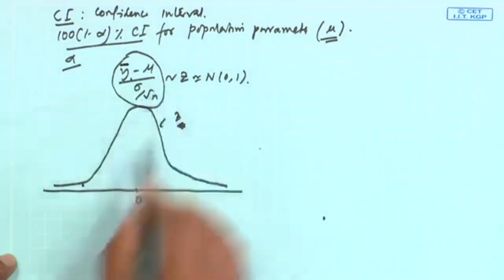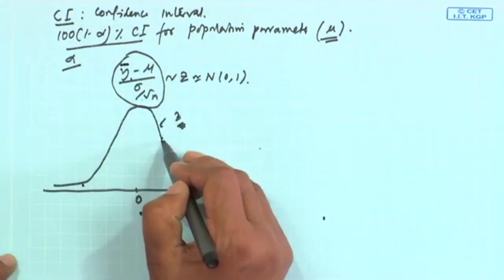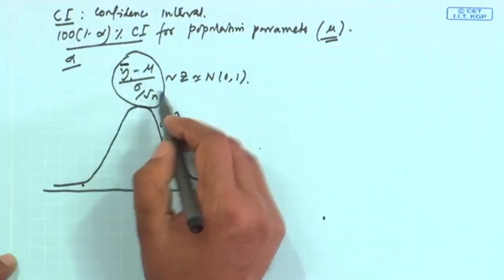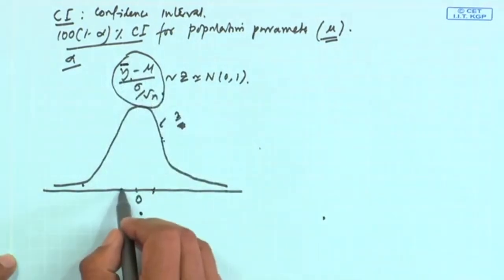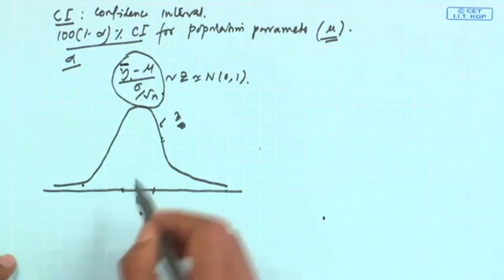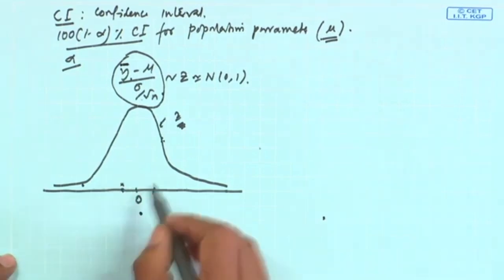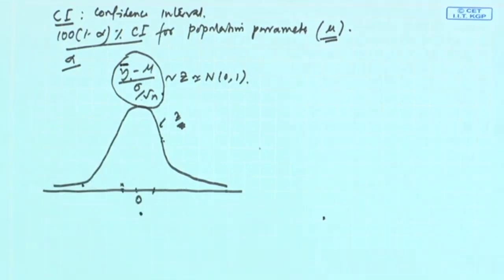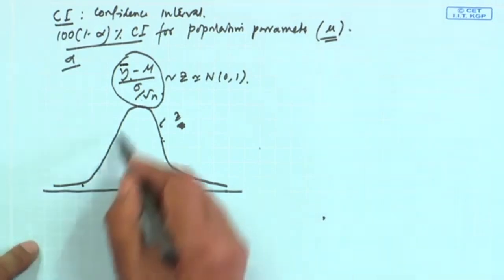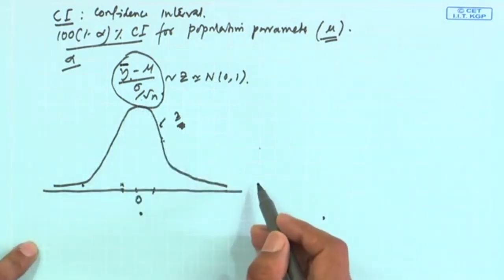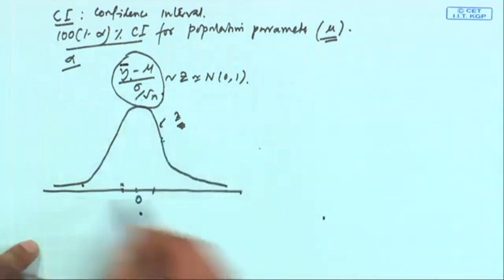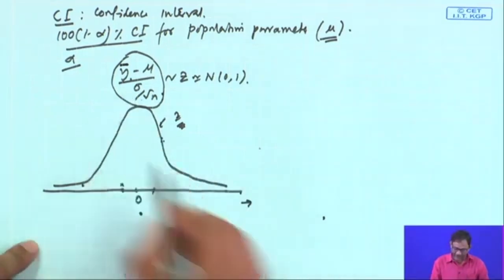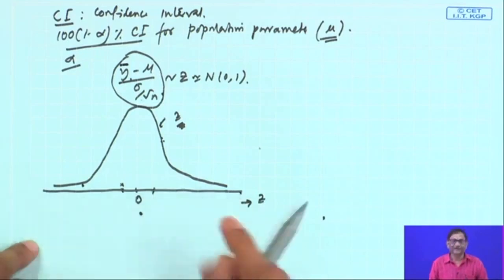If I say this curve is the distribution of this, then if you take the first sample, the value may be somewhere here. If you take a second sample, the value may be somewhere here. A third sample value may be again here. So, like this, there will be n number of samples, so n number of values, and accordingly this distribution is coming. So, any y bar value along this z line, it is true.